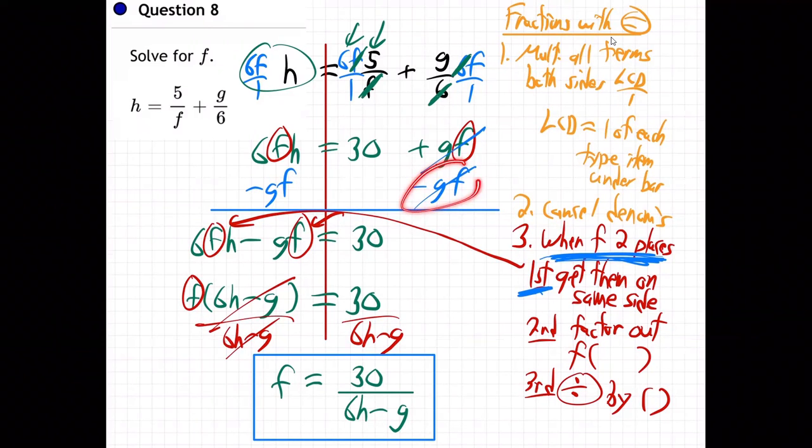Now, your problem might already have them on the same side. Great. If it does, then go on to the second step, which is factor out the f with the parenthesis. Why? Because we don't want it in 2 places. We want it in only 1 place. That factoring does that, right? It's just reverse distribution. And then divide by the parentheses. Boom, the 6h minus g. And f is alone. There we go.